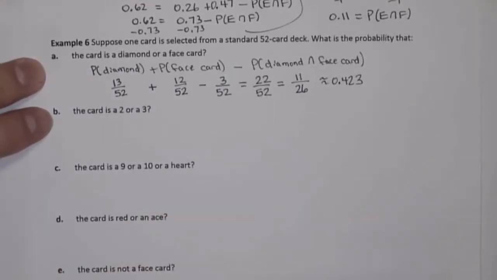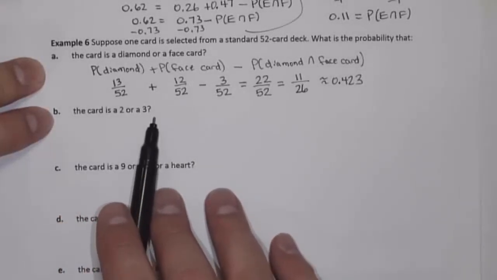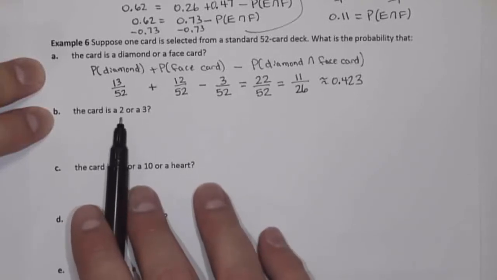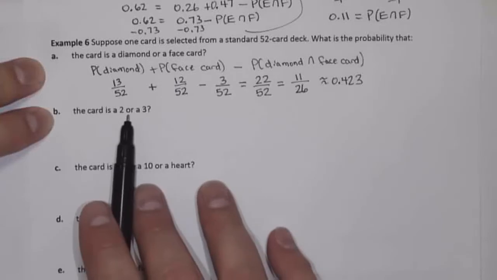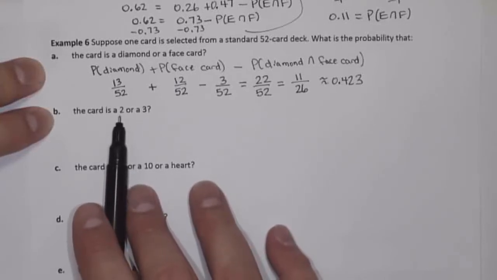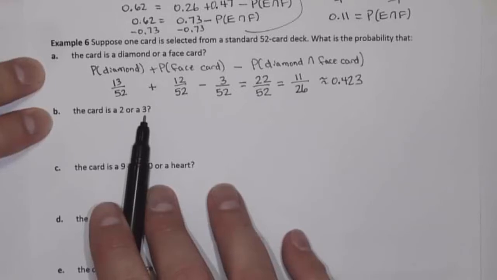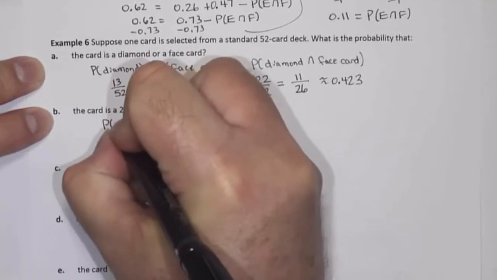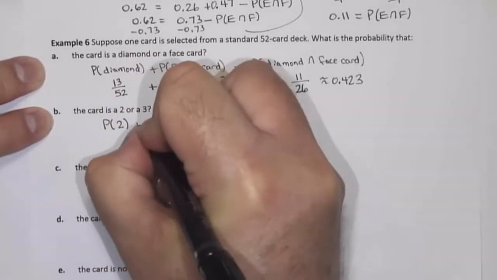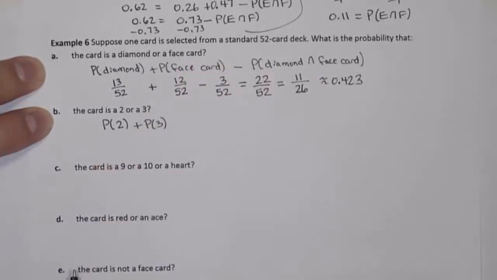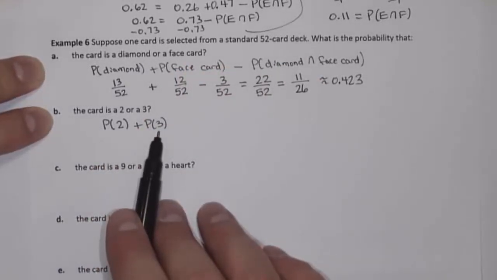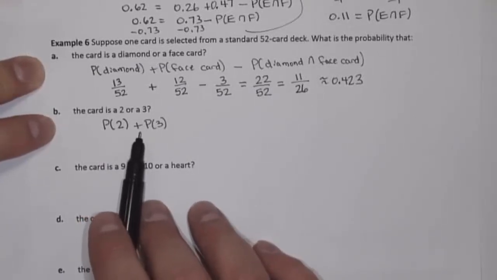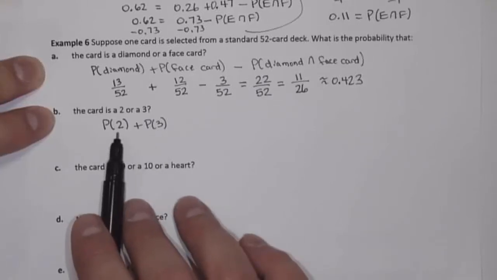Take a look at B. What is the probability the card is a 2 or a 3? Well, this problem is a little bit different because a card cannot be a 2 and a 3 at the same time. In other words, the event being a 2 and the event being a 3 are mutually exclusive in this case. So in this case, all I really have to do is find the probability of being a 2 plus the probability of being a 3, because the probability of being a 2 and a 3 at the same time would be 0.